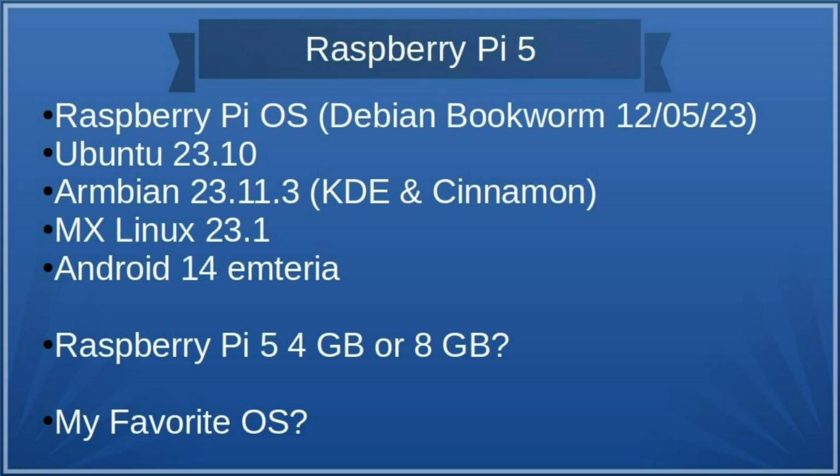In this section, I'm going to talk about the Raspberry Pi 5 distributions I've tried. Those are Raspberry Pi OS, Ubuntu, Armbian, MX Linux, and Android. And then I'm also going to talk about whether the Raspberry Pi 5 4GB or 8GB is suitable for all of these distributions. And finally, I'll talk about which one of those are my favorite OSs.